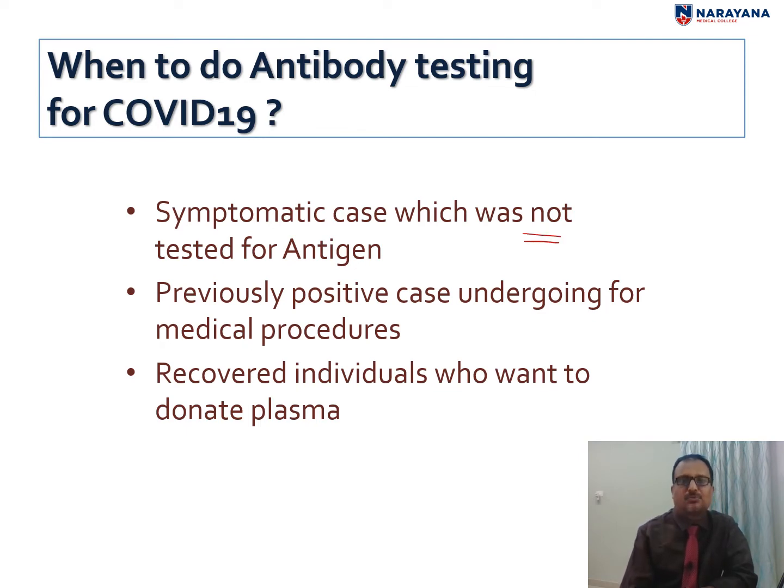A symptomatic case which was not tested for antigen previously, these people have to be subjected to antibody testing. Number two is a previously positive case undergoing a medical procedure now. If you want to do any medical procedure on a patient who was previously positive, to understand whether they are really protected by antibodies or not, we have to go for this. And third are recovered individuals who want to donate plasma to the sufferers. So these three types of individuals have to be subjected to antibody testing.